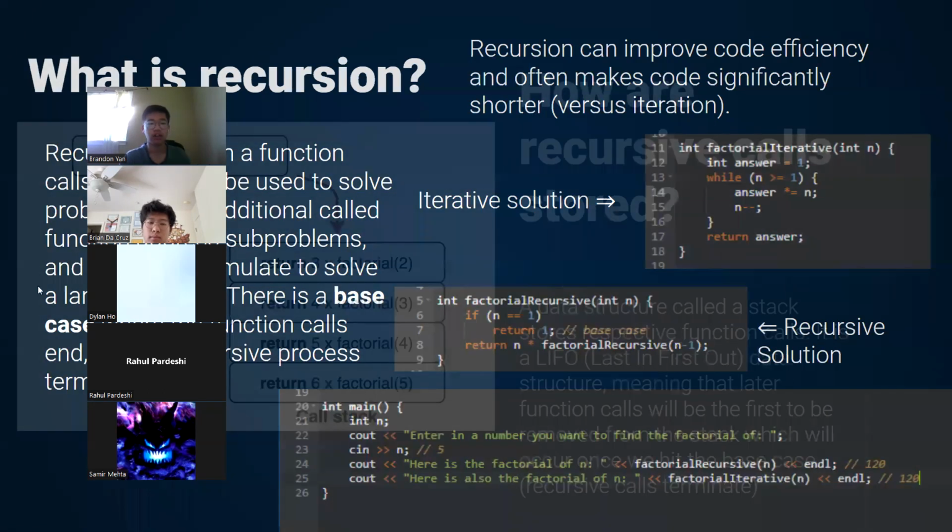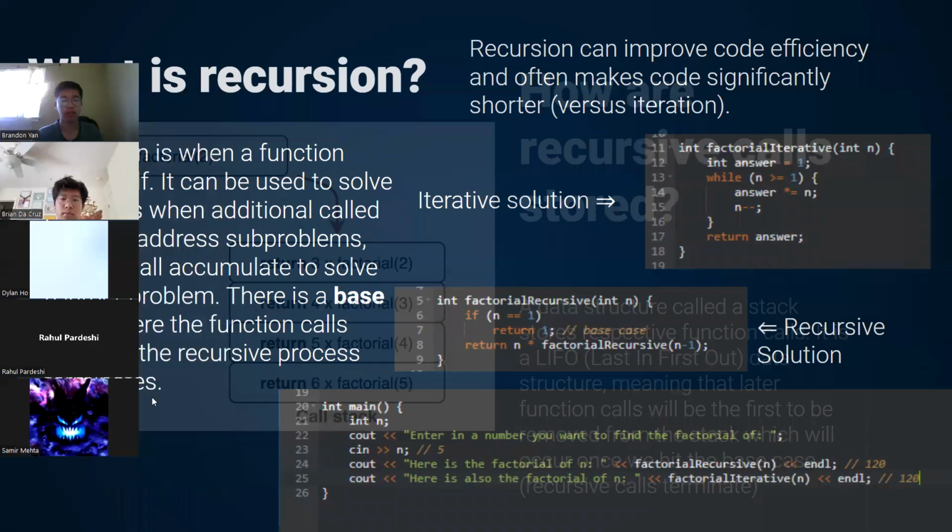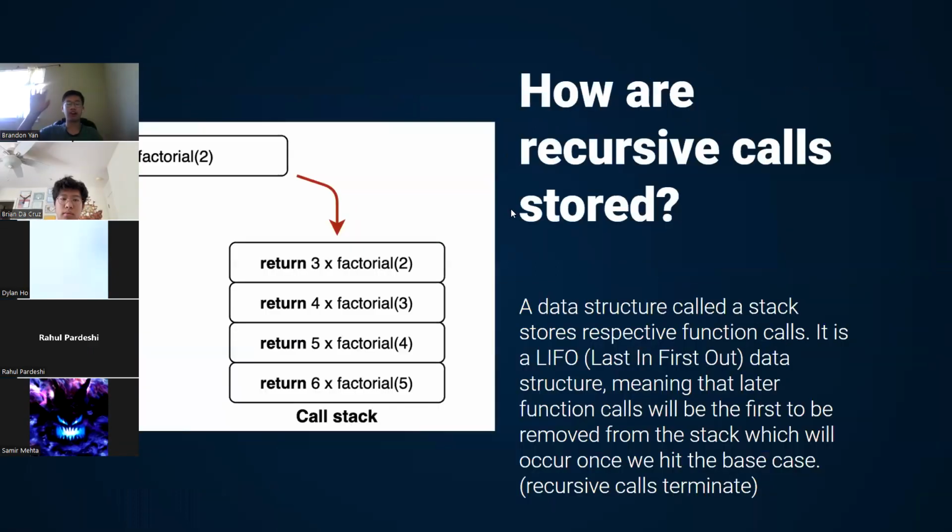So how are these calls stored? Like I was writing factorial of 5, 4, 3, but where is this actually stored in the memory? So there's a data structure called the stack that has a last in, first out definition. What I mean by this is the later function calls that you put in there will be the first ones to come out once you hit the base case.